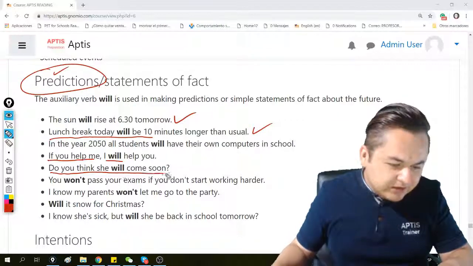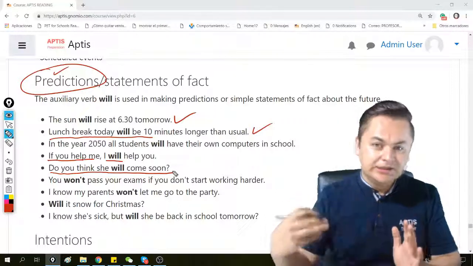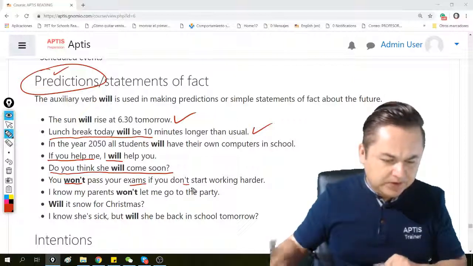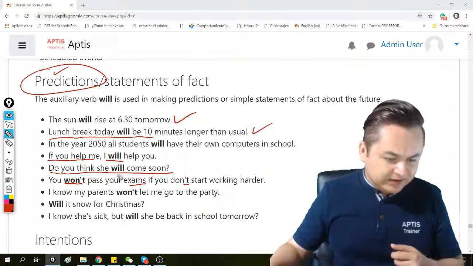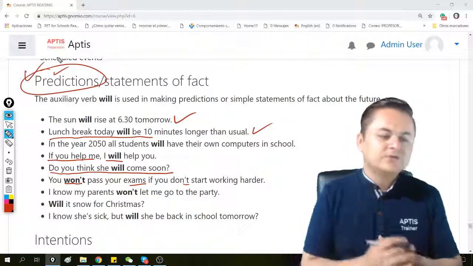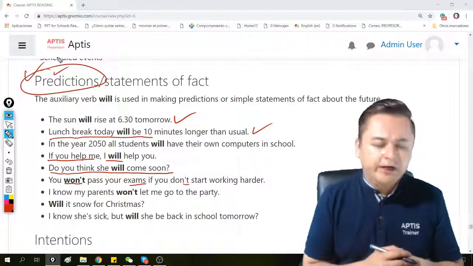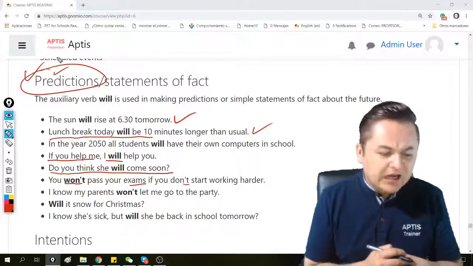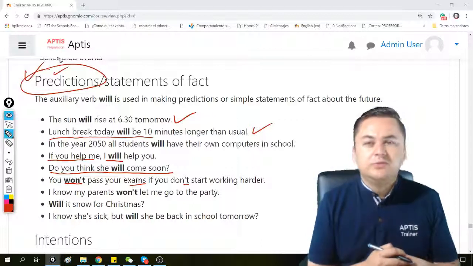Do you think she will come soon? Is it your prediction? In your opinion, will she come soon? You won't pass your exams if you don't start working harder. This is another conditional sentence which also becomes a prediction. Then it says, I know my parents won't let me go to the party. And will it snow for Christmas? And finally it says, I know she's sick, but will she be back in school tomorrow?